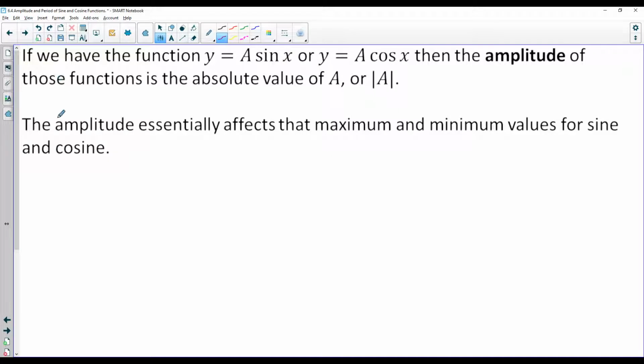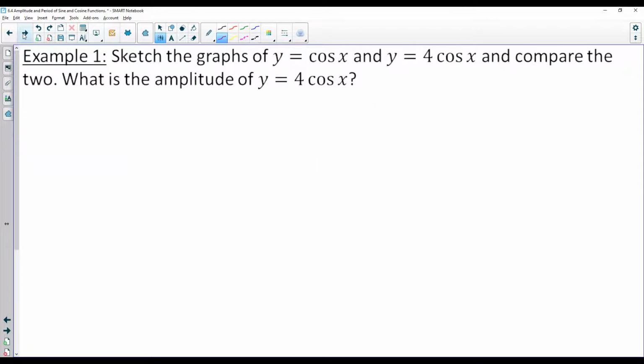So on the next slide I have, if we have a function y equals a times the sine of x, or y equals a times the cosine of x, or we could have thetas here, it doesn't really matter, then the amplitude of those functions is the absolute value of a. That's how that is written, so that's just some vocab we need to get down. And the amplitude essentially affects the maximum and minimum values for the sine and cosine. So I think it's best seen with an example.